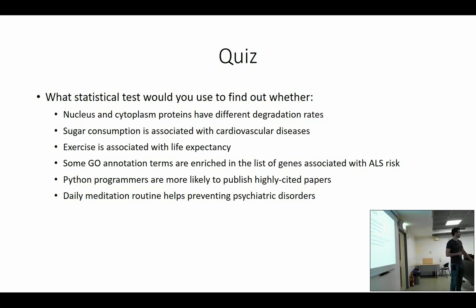Any other ideas? I think Fisher's exact test. If we look at a specific enrichment, you can have the list of enrichment and not enrichment, the category, and the category is associated with ALS or not associated with ALS. Okay, so yeah, you're right. We can use Fisher's exact.